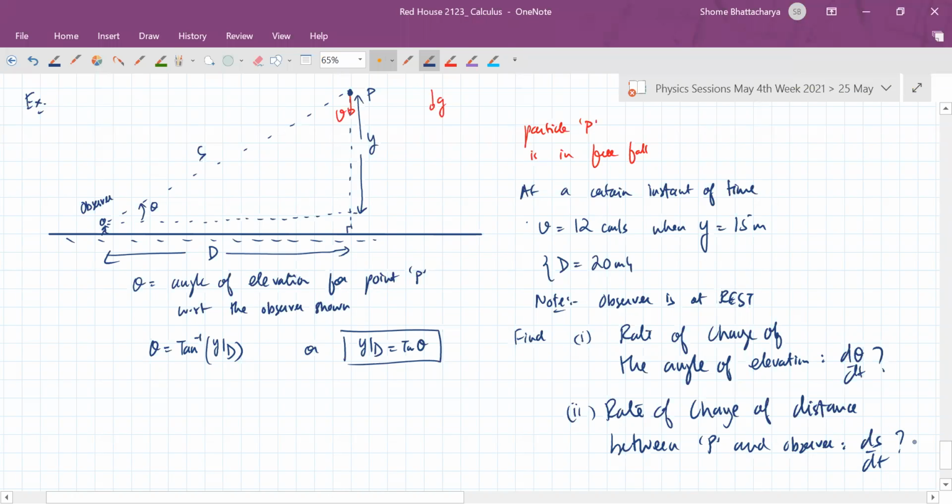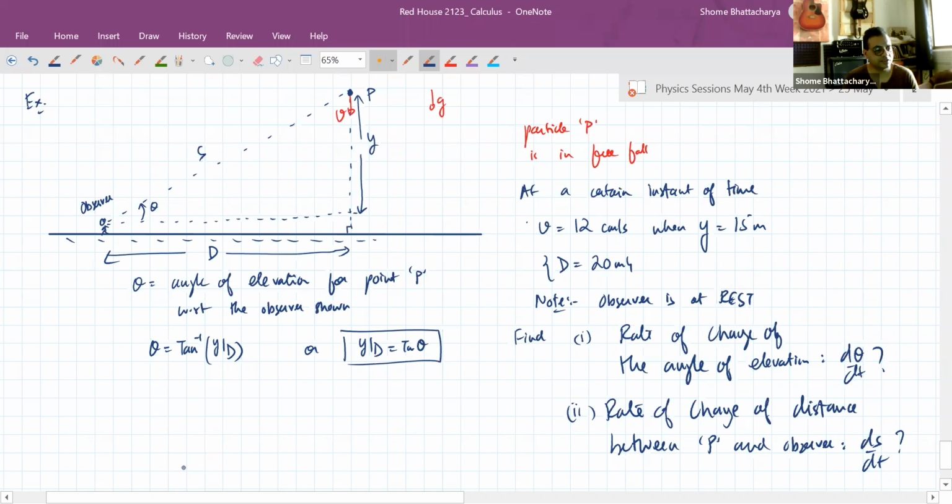Positive or negative? Negative. Now you can see as the particle is coming down, the angle of elevation is decreasing. Let's say initially it was here, so the angle of elevation is like this. After some time, the observer is stationary, but the particle has come here. So you can see the angle of elevation has decreased. It has become theta minus delta theta. So you can see that this should be a negative quantity.